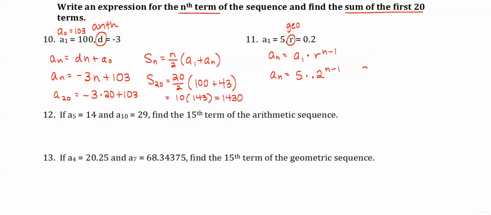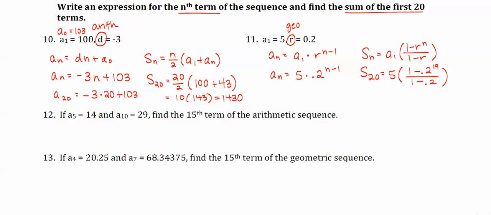So now if I want to find the sum of 20 terms, let's think about the sum of n terms. So for geometric, we have a1 times the quantity 1 minus r to the n over 1 minus r. So remember, that just means we need the first term, we need the r, and we need the number of terms. We're given the number of terms as 20. First term we were given as 5. R was 0.2, so 1 minus 0.2 to the n, or 20, over 1 minus 0.2.